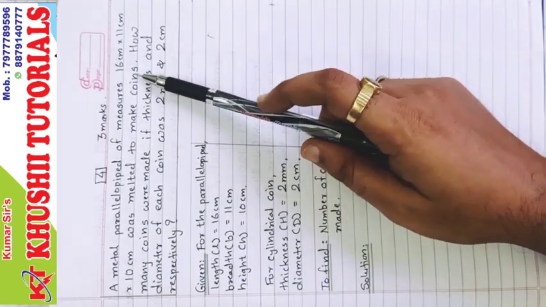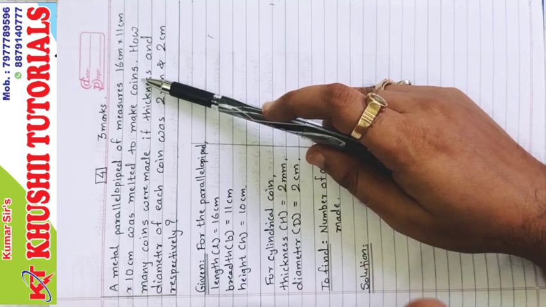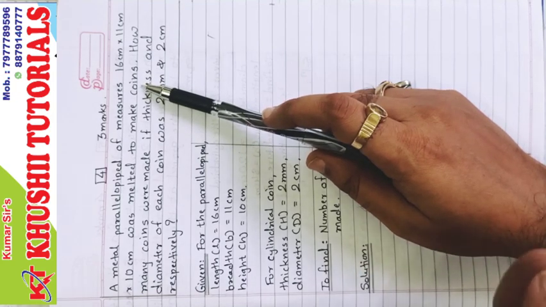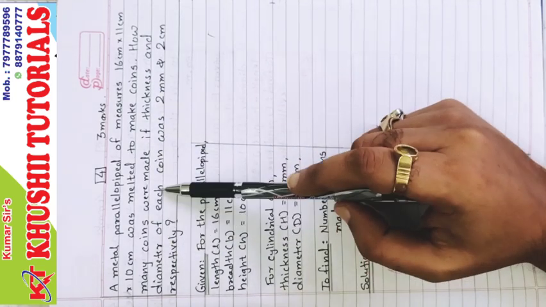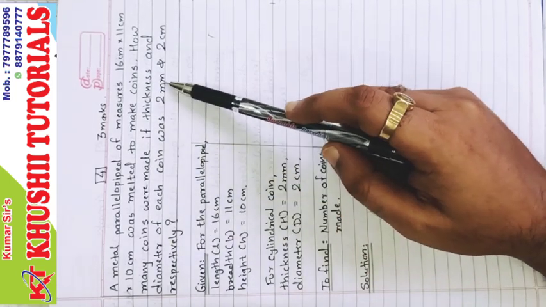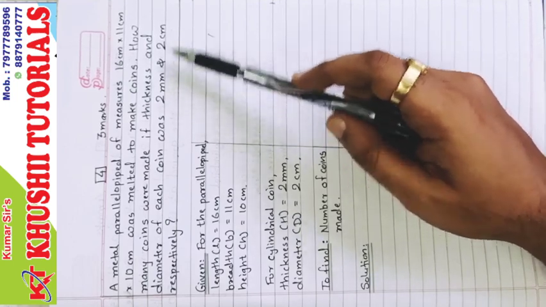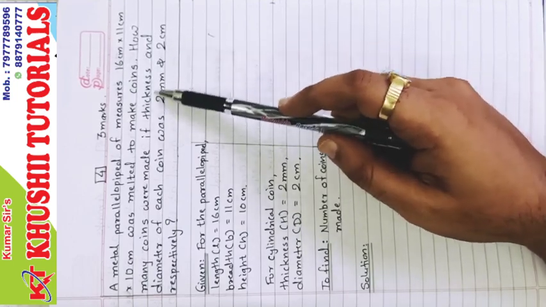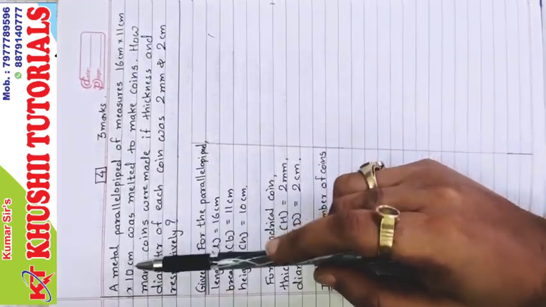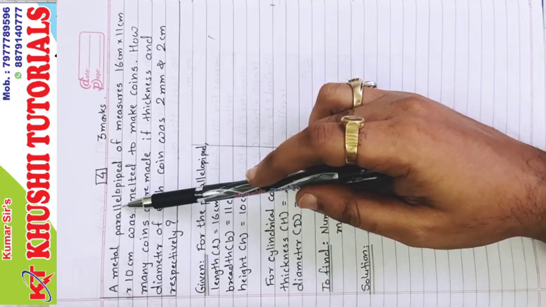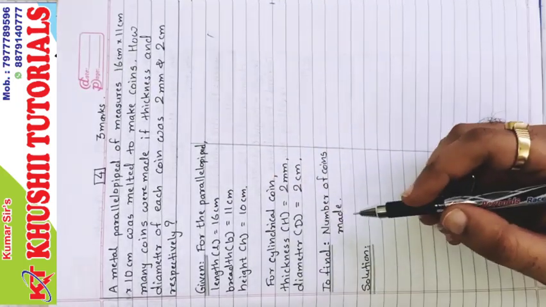To make coins, now what is the shape of coin? Coins are actually pressed cylinders, so coins are cylinders. How many coins were made if thickness and diameter of each coin was 2 millimeter and 2 centimeter? Here the units are different, so we have to make it same. So definitely we will convert millimeter into centimeter because it is centimeter. Even the dimensions of parallelepiped are also in centimeter. So let's start with the solution.